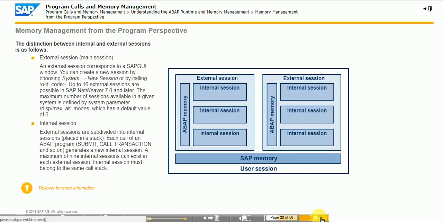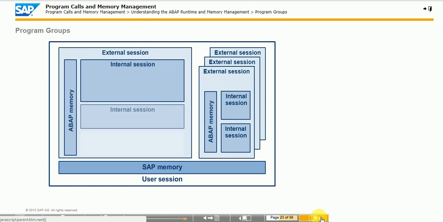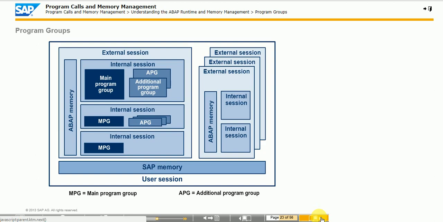The figure shows the way in which main memory is organized from the program's perspective. When a program calls external modularization units, the system loads the corresponding programs into the same internal session. The programs within an internal session form program groups. When the system opens an internal session with a program call, the system always creates the main program group. There can be one or more additional program groups.